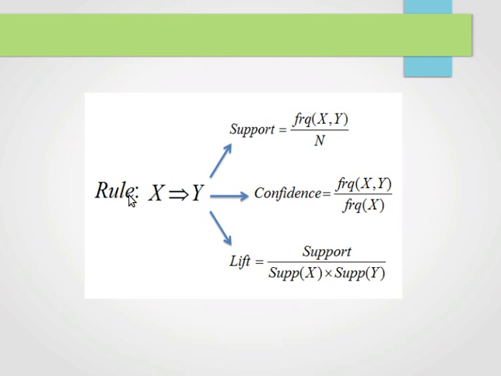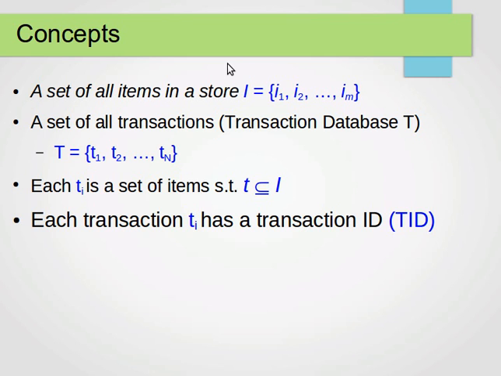So if, let's say, we have a rule X implies Y, what that means is if the customer buys item X, then he will also buy item Y. We compute the support by finding how many times in our database of transactions the X and Y items were bought together, over N. N is the number of all transactions. The confidence is the frequency of X and Y happening together over the frequency of X, how many times X was bought. And then we can also compute the lift, which is the support over the support of X times the support of Y.